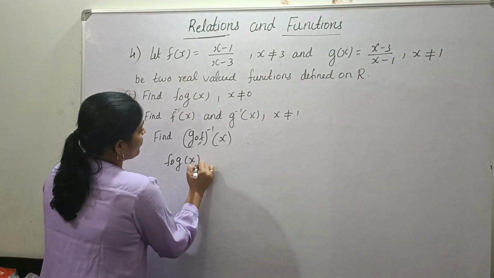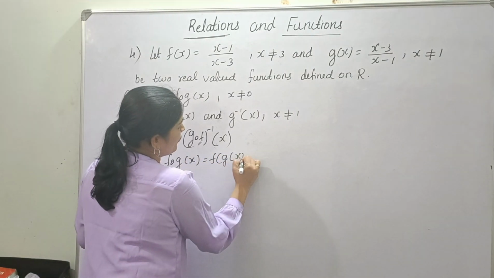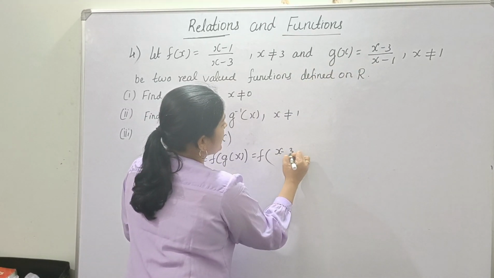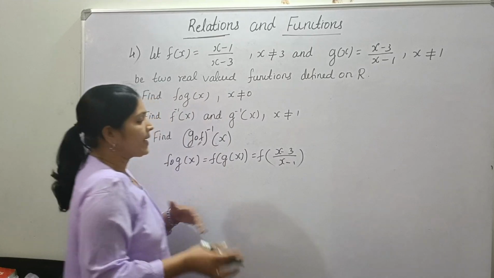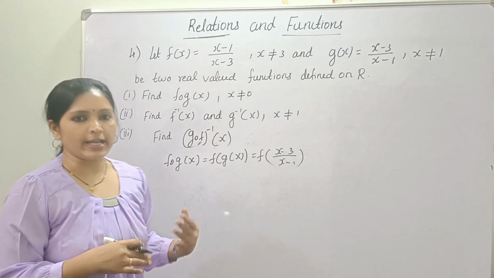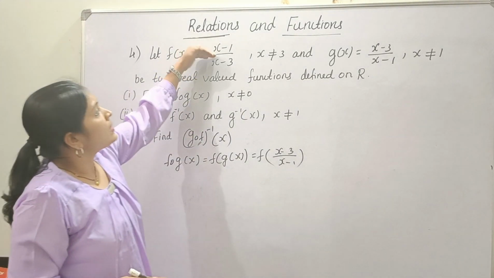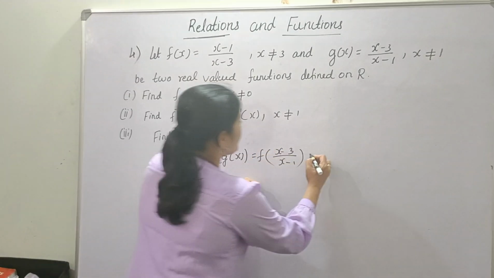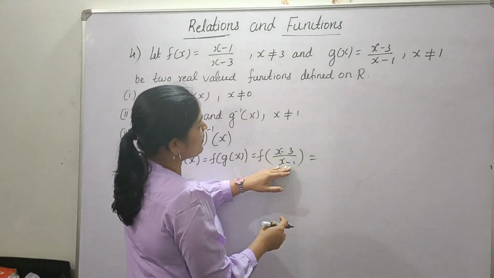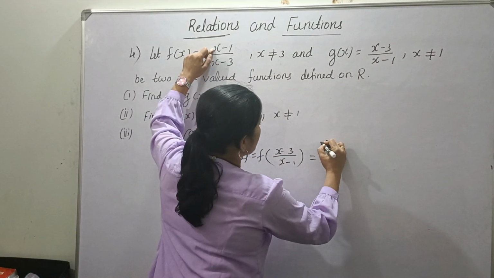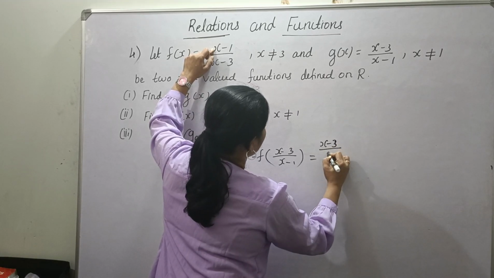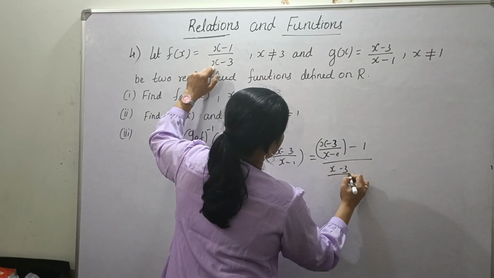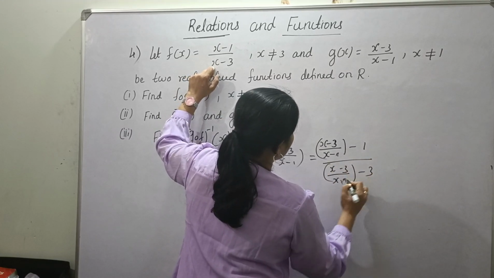f composite g of x is equal to f of g of x, where g of x is (x minus 3) divided by (x minus 1). Next we have to find f of (x minus 3) by (x minus 1). See how? Substitute, replace x with the expression (x minus 3) by (x minus 1). That is, substitute (x minus 3) by (x minus 1) in place of this x: (x minus 3) divided by (x minus 1) minus 1. Here also, (x minus 3) divided by (x minus 1) minus 3.